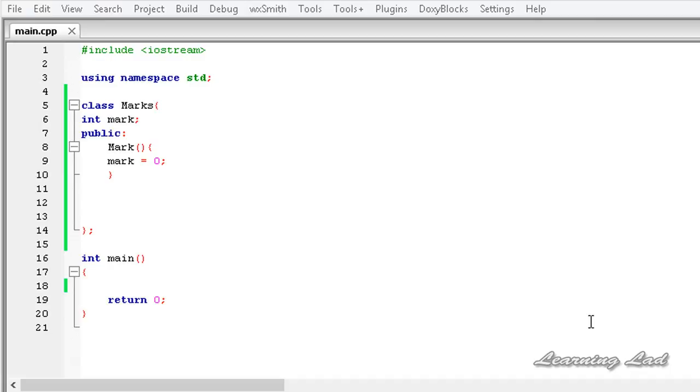So in this tutorial we're going to have a look at the restrictions that are there for operator overloading in C++. The first thing is you cannot alter the precedence of an operator. When you overload the operator, you can't alter the precedence. For example, if we have the plus and multiplication operators, the multiplication operator has higher precedence than the plus operator. So by overloading these operators, you can't change the precedence.